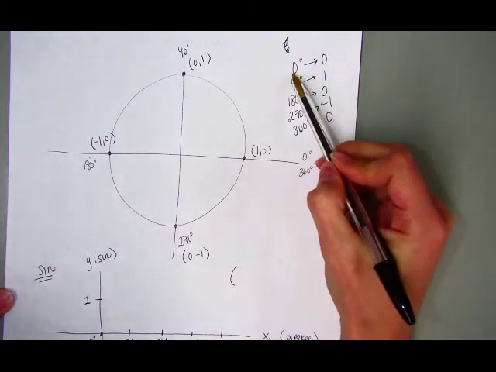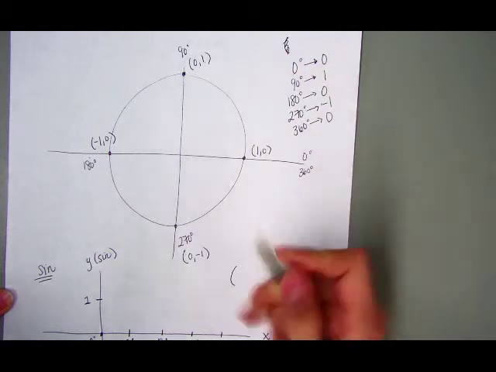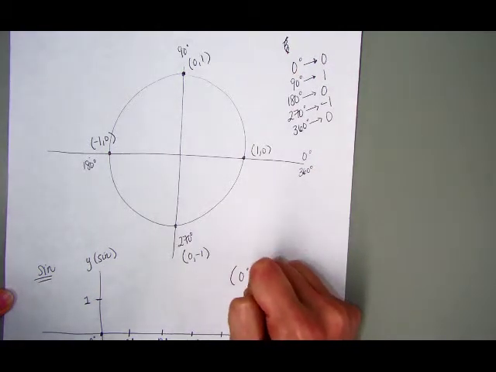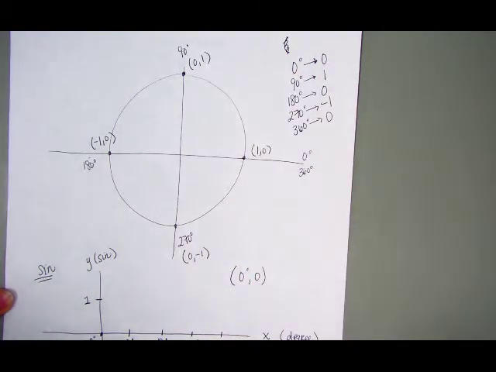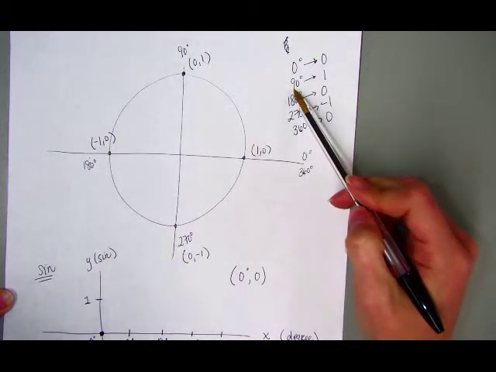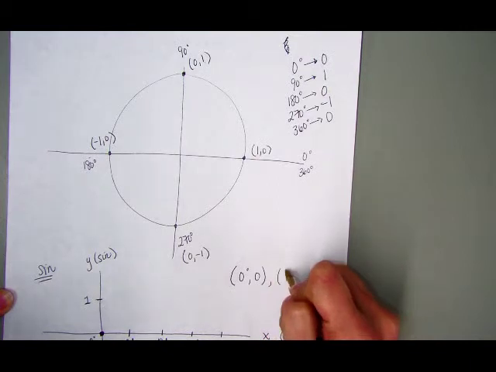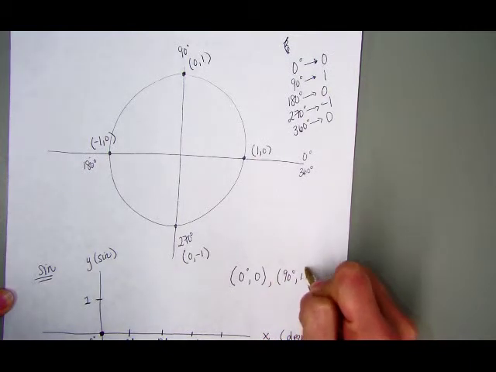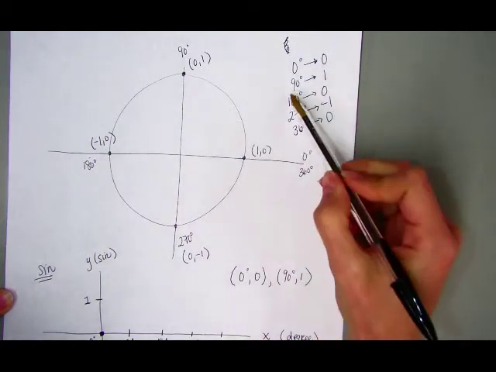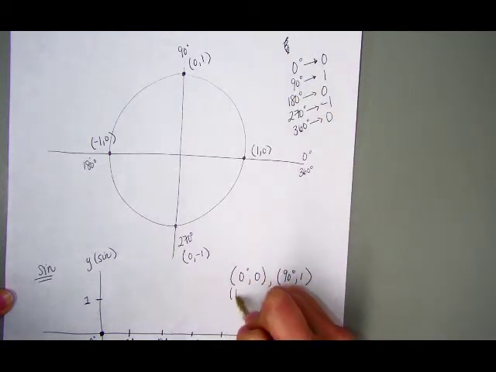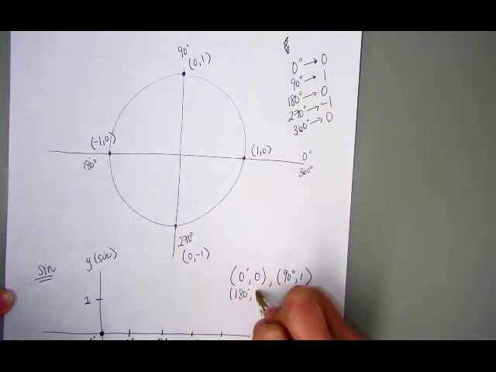So at 0 degrees, my sine value is 0. Then 0 degrees, 0 is a point I need to plot on my graph. So at 0 degrees, 0, I know I have a point at that spot. My next degree is 90 degrees, which gives me a sine value of 1. So my next ordered pair is 90 degrees, 1. My next ordered pair after that is 180 degrees, 0.